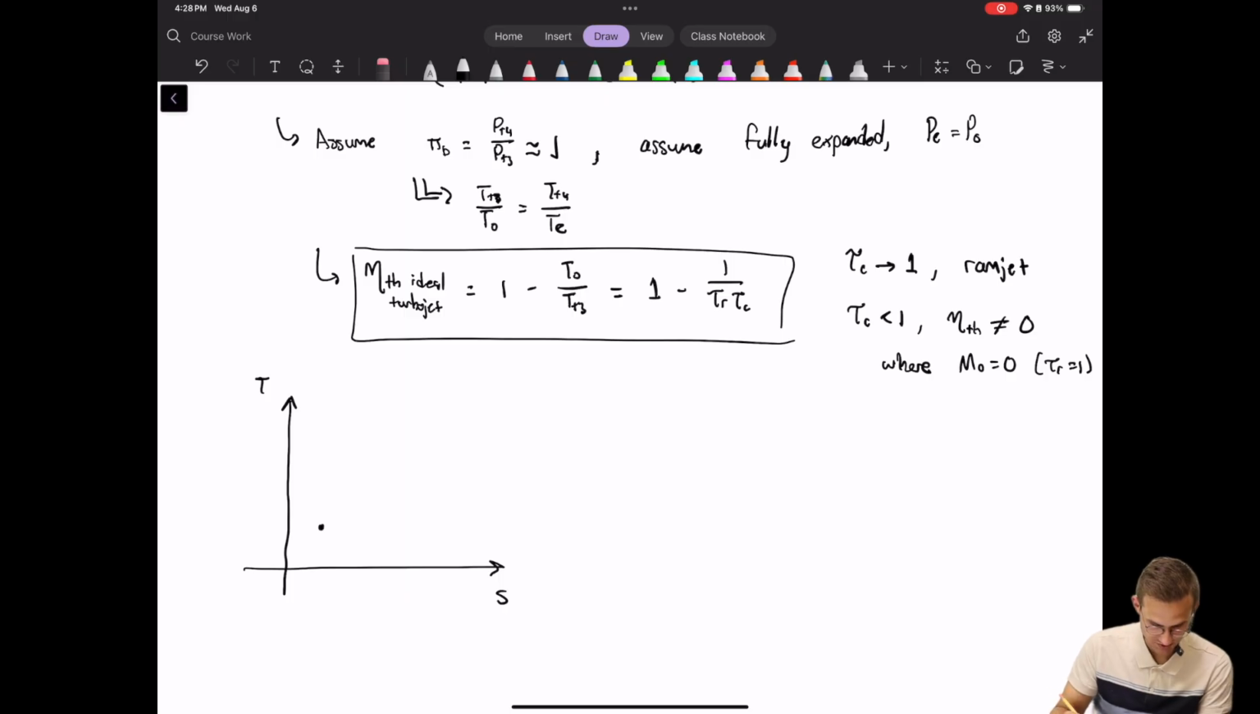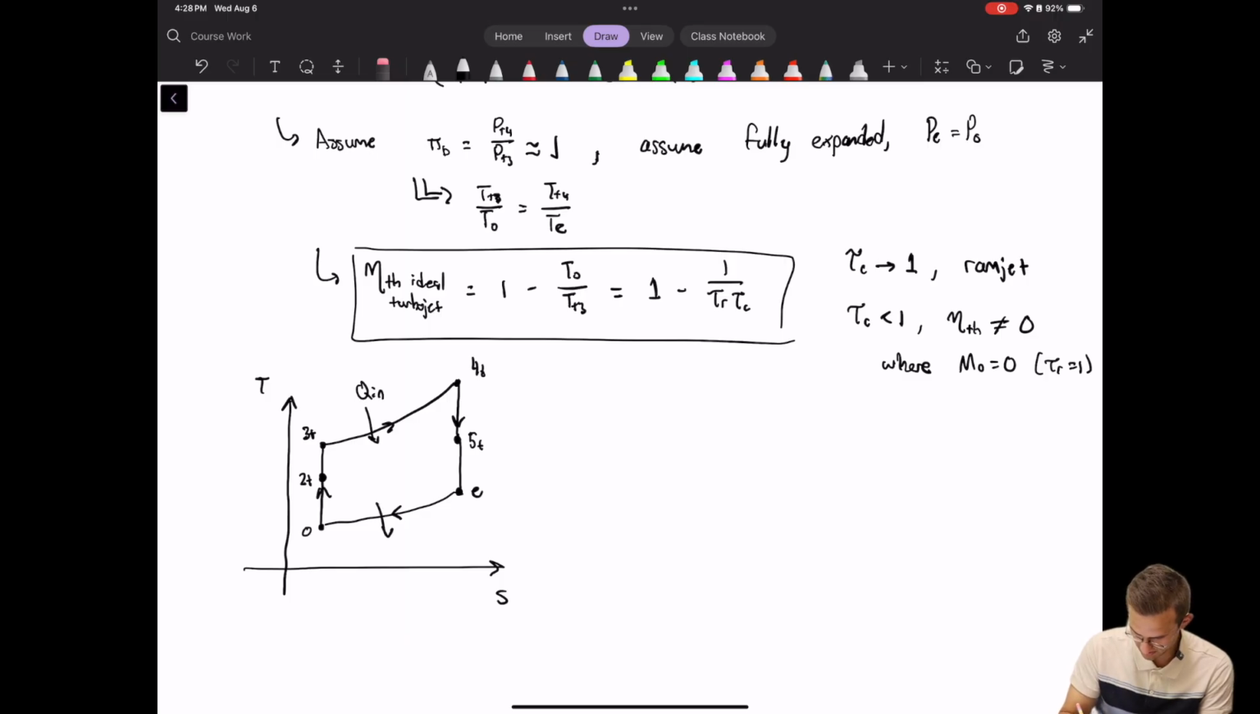Let's say we start at station 0, then we go up to station 2T. I'll actually just draw the stagnation states right here. 3T, you go up here to 4T, and then station 5 is here, 5T. This is the exit, and then you go back to 0. Okay, we're going in this direction. And then this is where you have Q in. This is where you have the Q rejected.